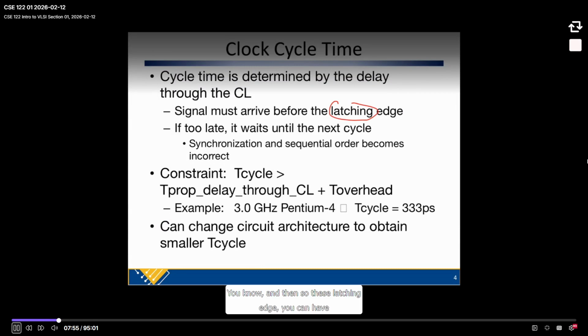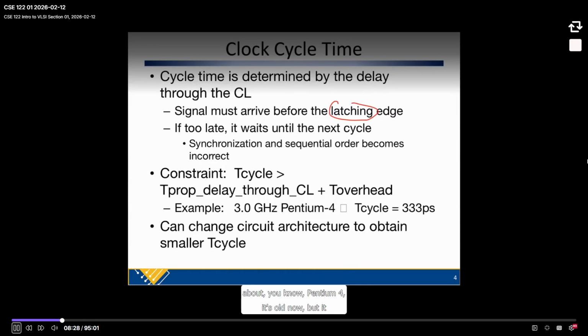And then with these latching edges, you can have positive edge, negative edge, so you can have inverted clocks, things like that. You basically need to ensure that the cycle time, T-cycle, is greater than the propagation delay through your logic plus any overhead. This overhead can be a number of different things. Sometimes they'll add overhead called guard banding, just in case. If it ends up being a really hot chip, you want to make sure it still functions. But you want to minimize this overhead because it eats into your performance.